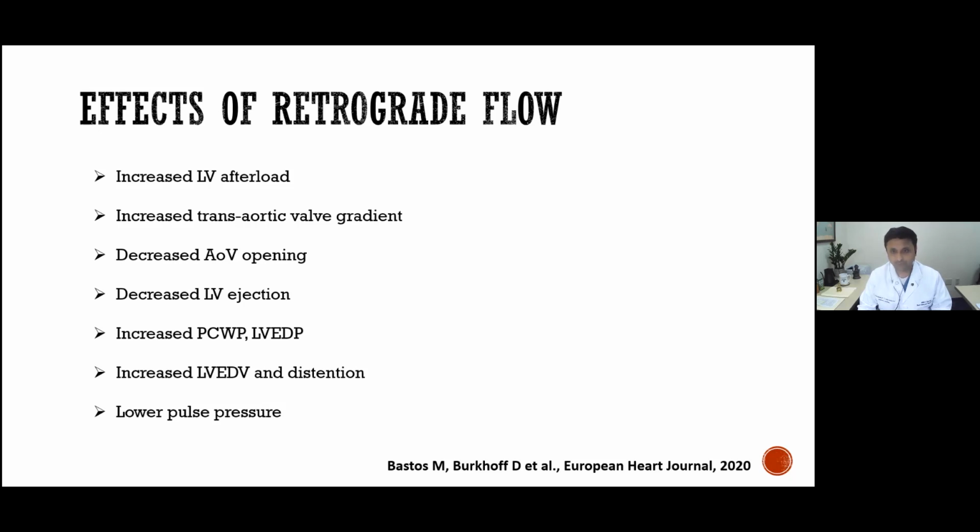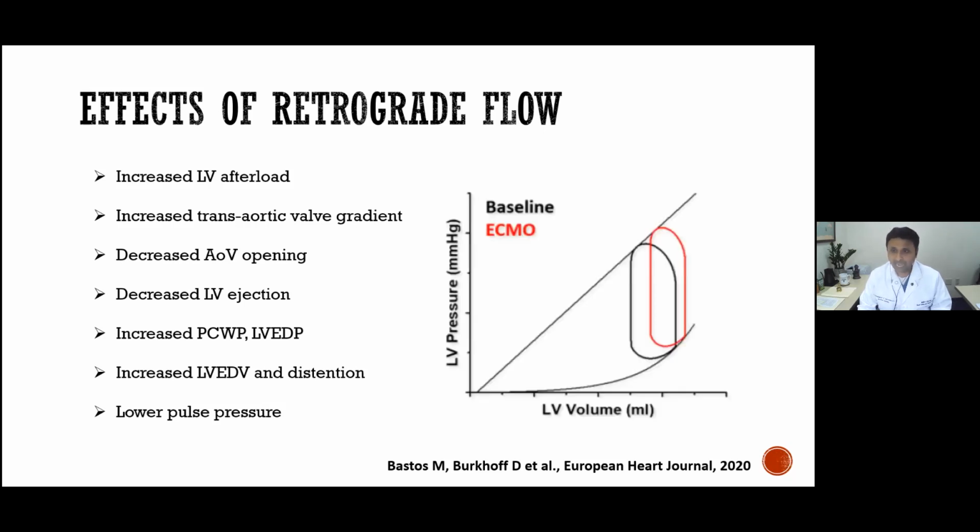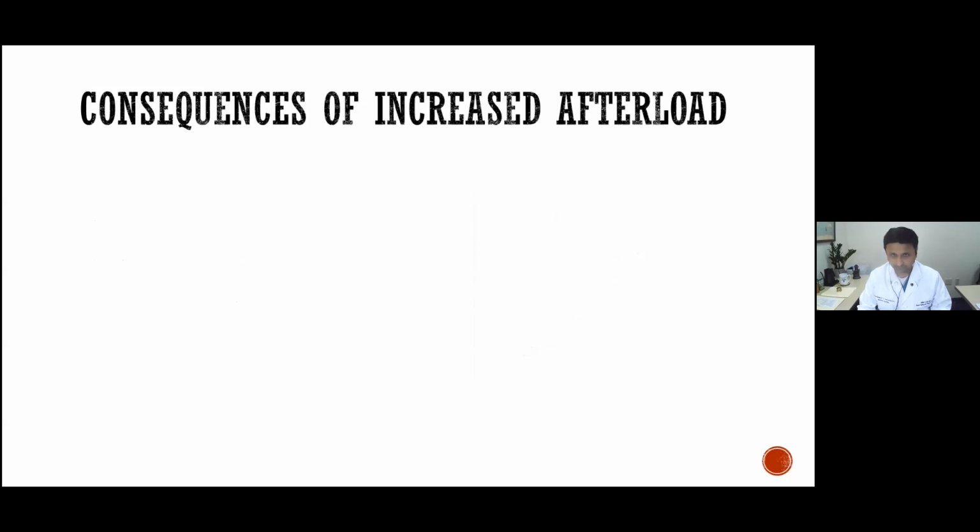And the net result of all of this is that you are left with lower pulse pressure, especially in patients that have the ailing myocardium. As a result of the increased LV pressure and LV volume, the PV loop in these patients that go on VA ECMO configuration actually moves to the right. And as we will see a few slides later, this has profound implications as far as your myocardial oxygen consumption is concerned.